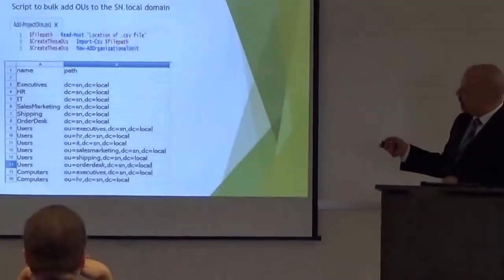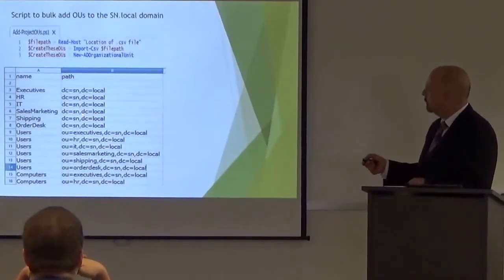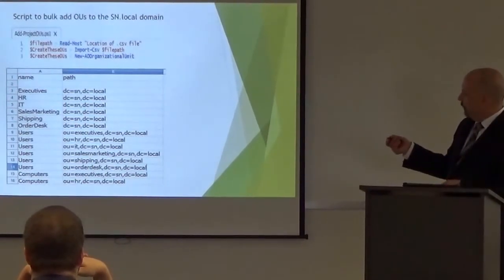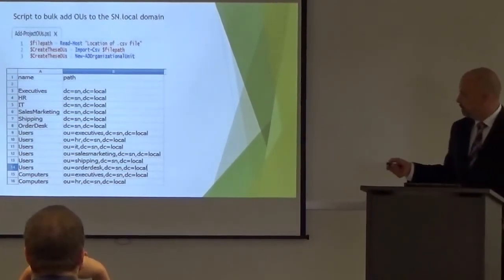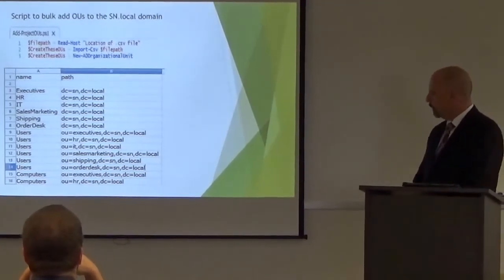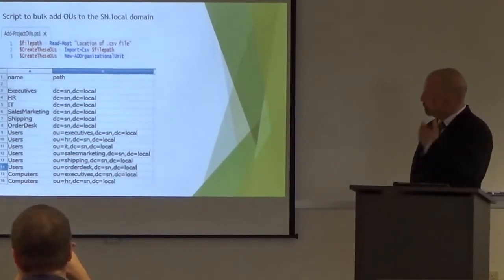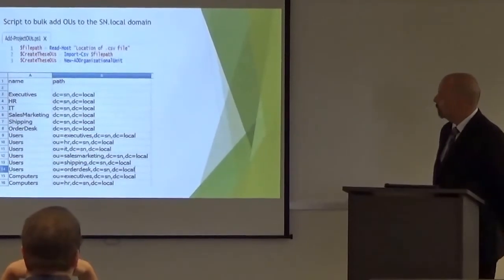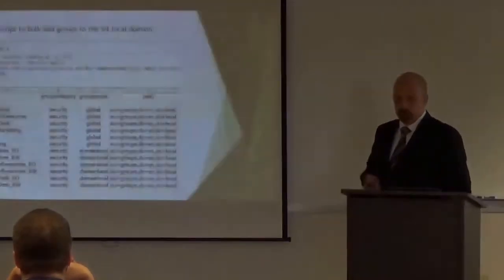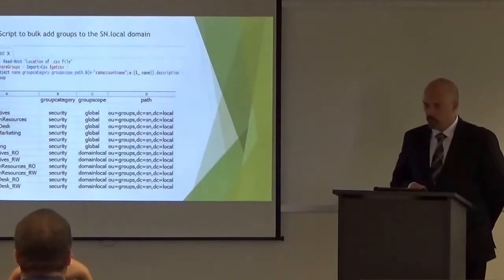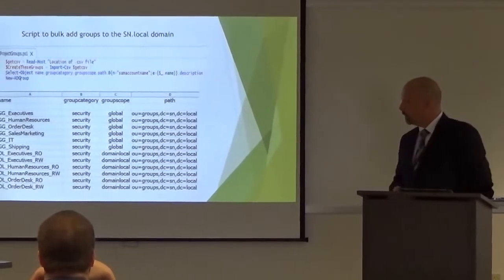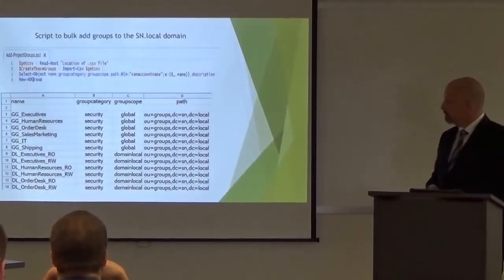and it will add, in a matter of seconds actually, all of our OUs, organizational units. As we saw in Dom's slide, we have executives, HR, IT, sales, marketing, shipping, and order desk. And underneath those we have the users OUs and computer OUs. Like I said, I just started this script, and we were at OUs. Same thing for the groups, the global groups and the domain local groups. Simple script, little CSV file that I created using Excel.